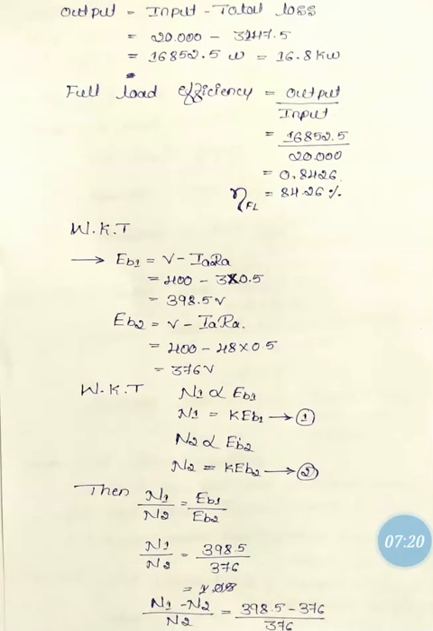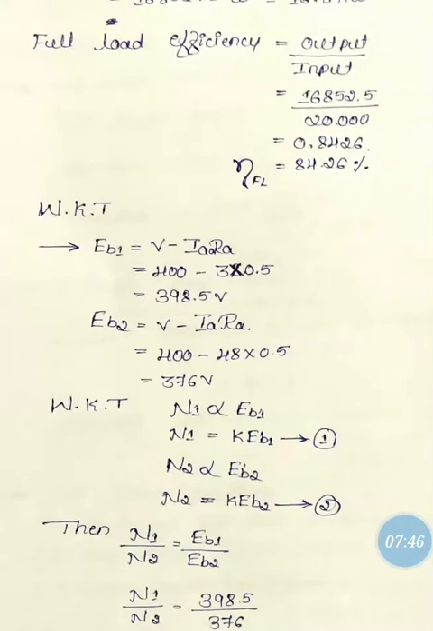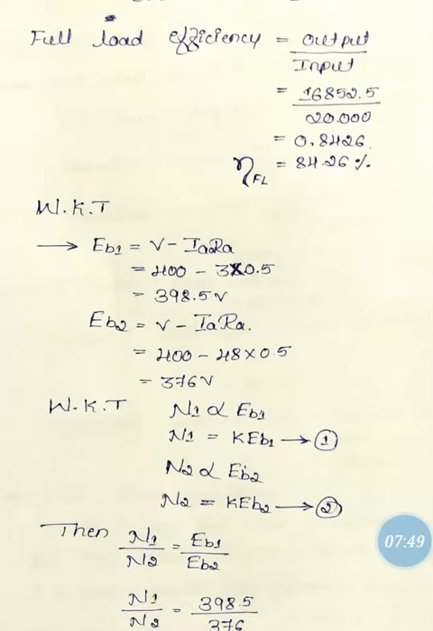Then we need to calculate one more point, the percentage change in speed from no load to full load. Before that, we need to calculate the back EMF in both cases, that is the back EMF in the no load condition of the motor and the back EMF in the full load condition. First let me calculate EB1, the back EMF in the no load condition. This can be calculated using the equation EB1 = V - Ia0 Ra. This is nothing but the voltage equation, where the total voltage of the motor is the sum of all the voltage drops.